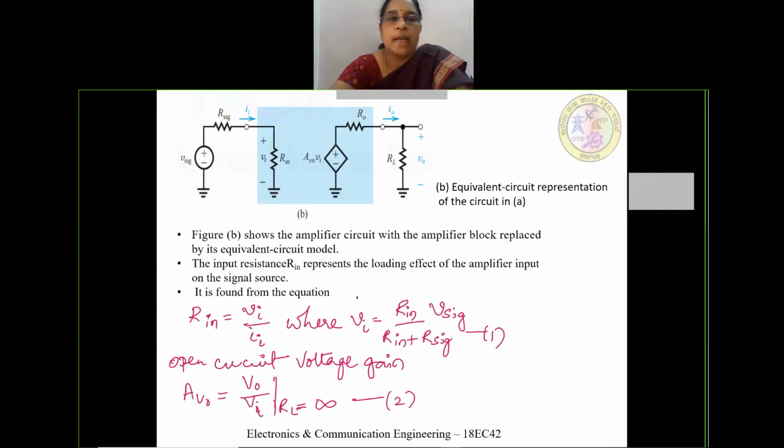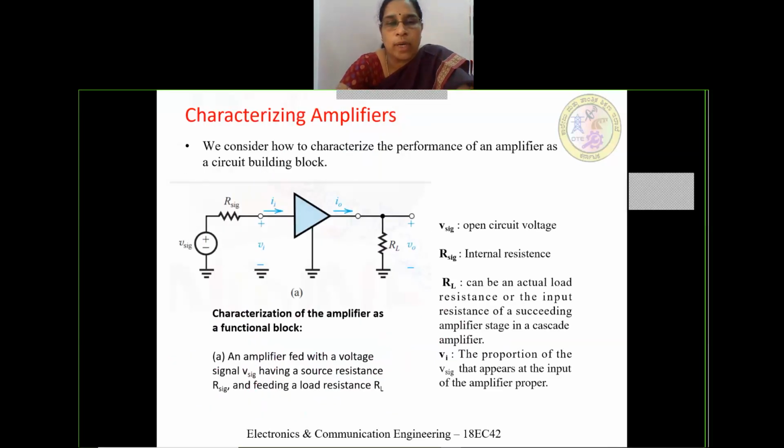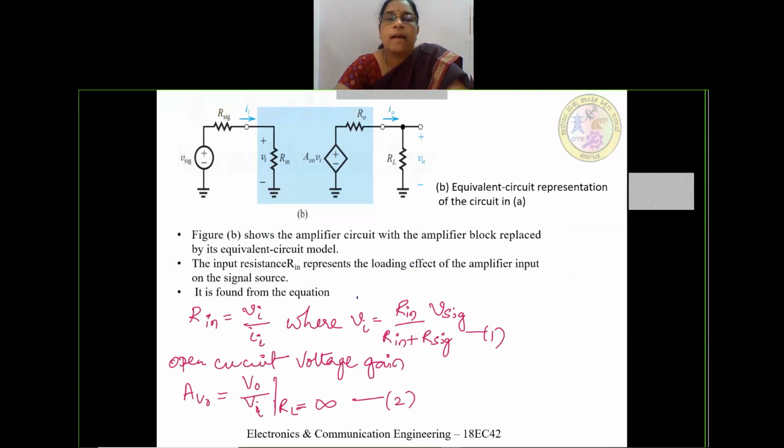Now in figure B we are writing an equivalent circuit for the circuit shown in figure A. In figure A we have only the amplifier symbol, but now that symbol is replaced by its details, because we have to further analyze or characterize the amplifier. The symbol is no longer useful, so we need to explore the amplifier in detail. Therefore we have to write an equivalent circuit model. So in figure B we have an equivalent circuit representation of figure A.